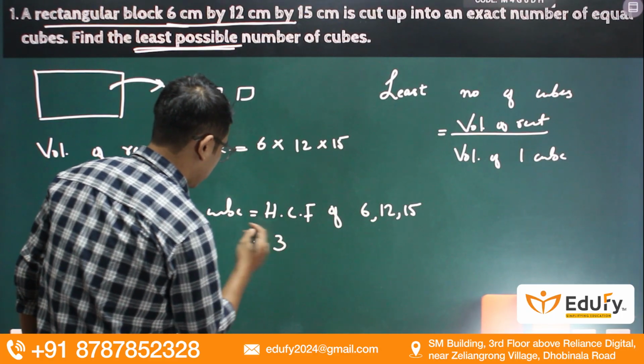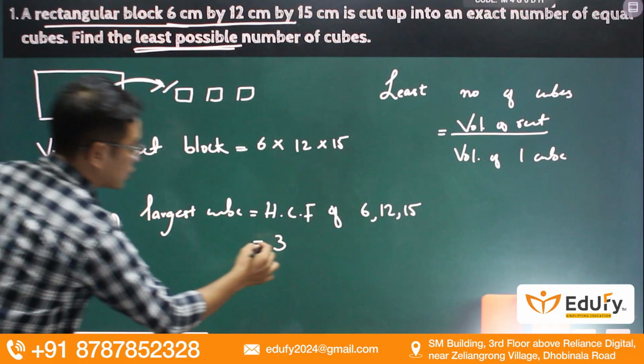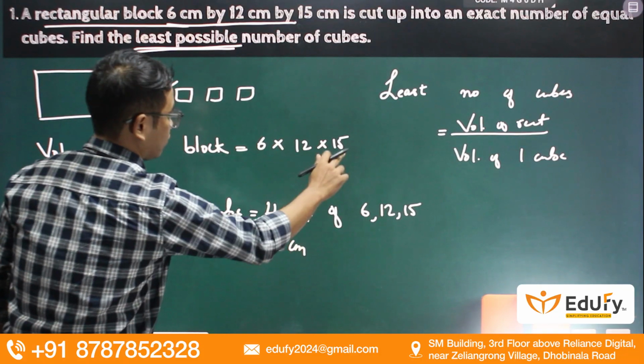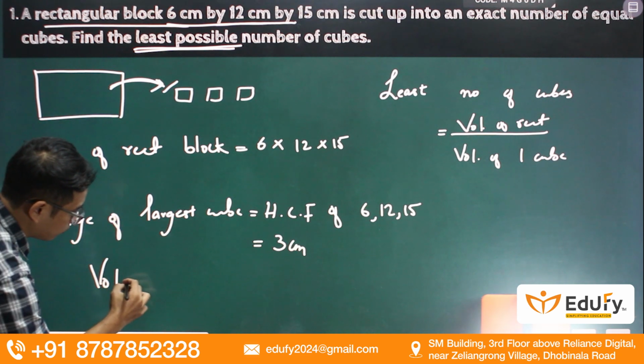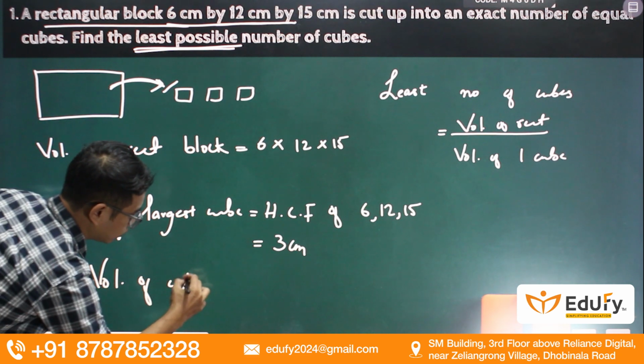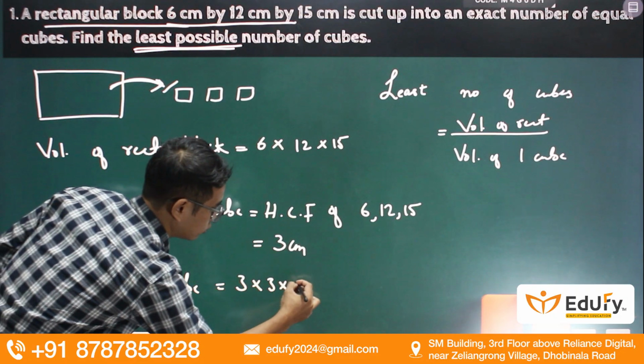So the edge of the largest cube that you can take out from here is 3 centimeters. Since we have this in centimeters, this will also be in centimeters. So I got my edge of the largest cube. Now the volume of the cube. Since it's a cube, the volume is a cube, right? So that means this is 3 into 3 into 3.